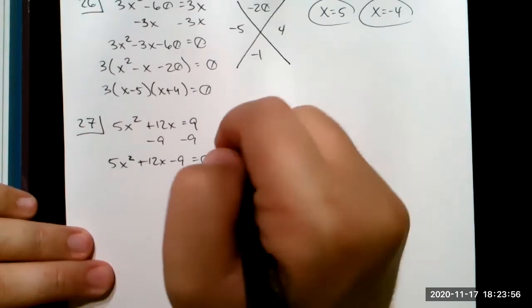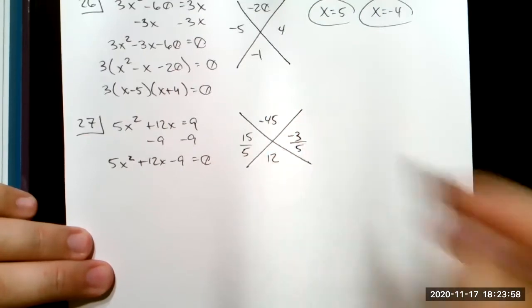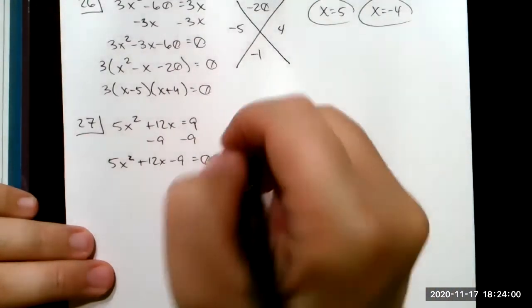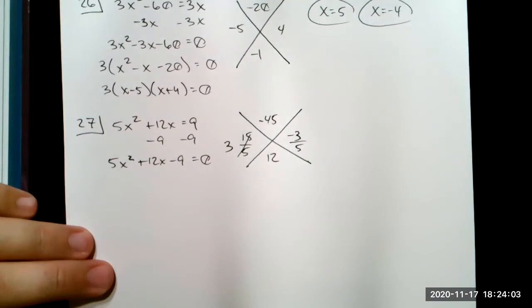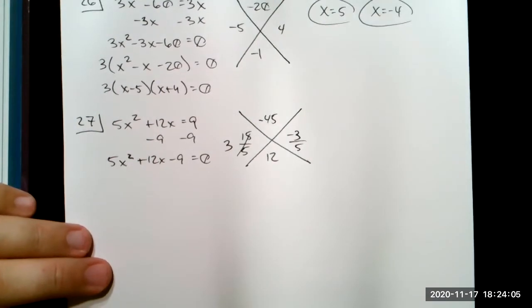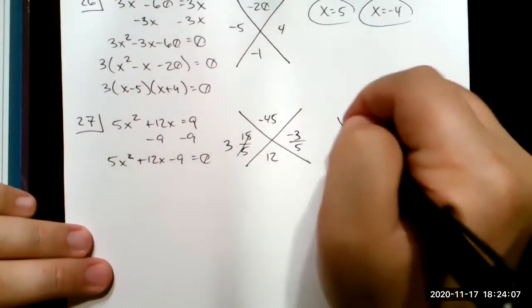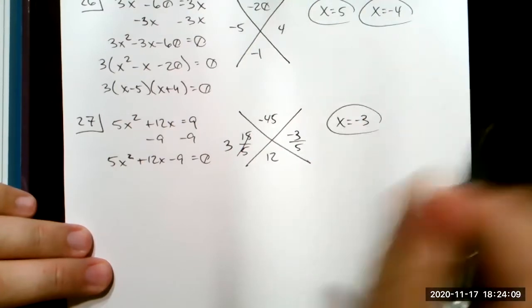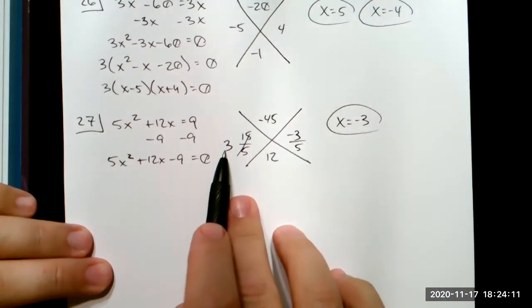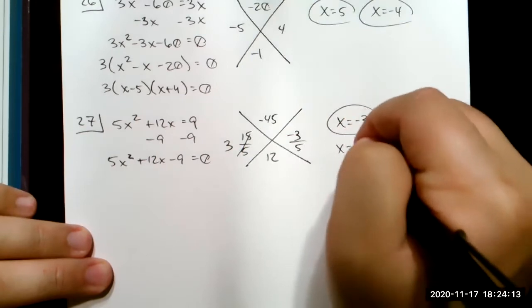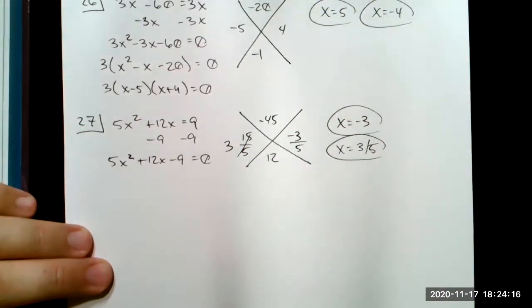So now I'm going to go back and divide by A and simplify. Always simplify. 15 divided by 5 is 3. So here's my answer. One of them is going to be x equals -3, right? The opposite. And the other one is going to be x equals positive 3/5.